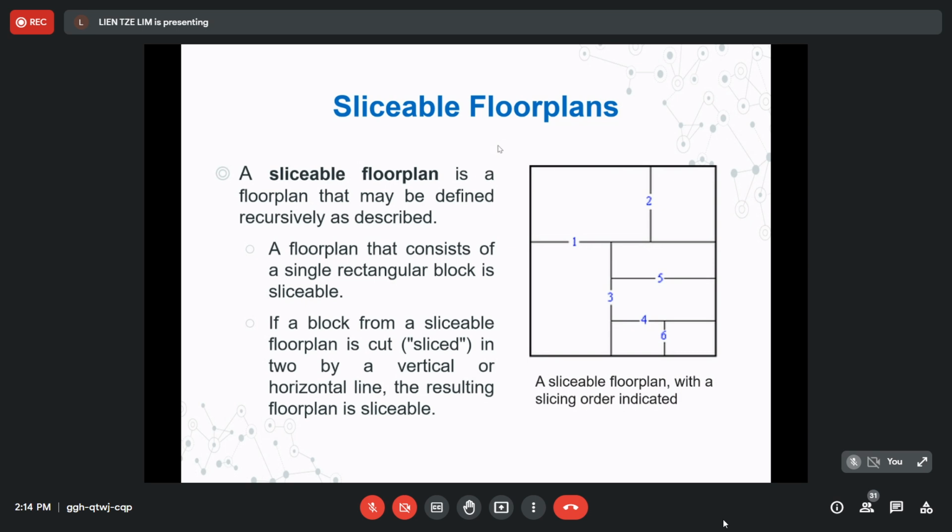Now you see in this slide, it is about the sliceable floor plan. This means a floor plan that may be defined recursively as described. A floor plan that consists of a single rectangular block is sliceable. So you see this figure, this is a block.